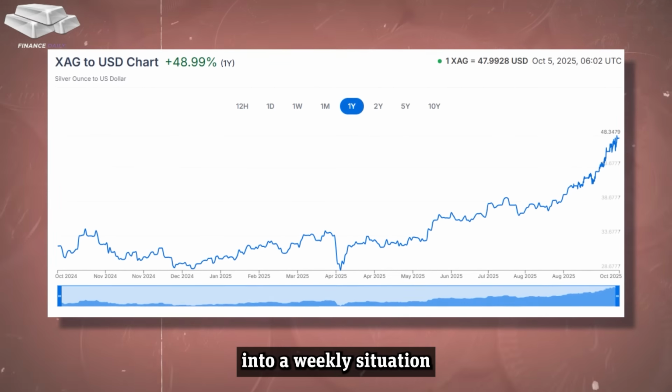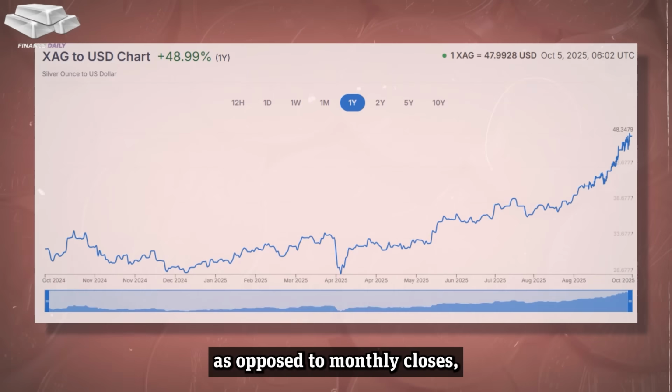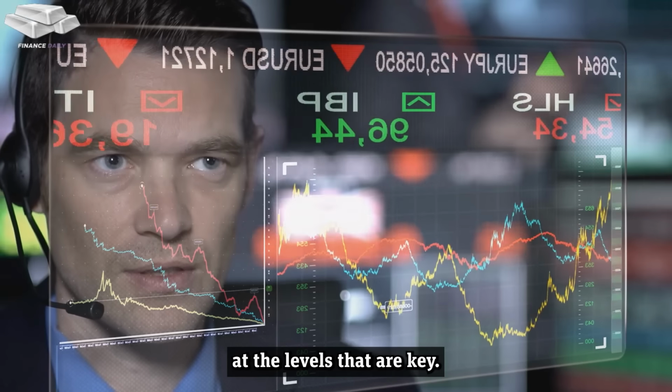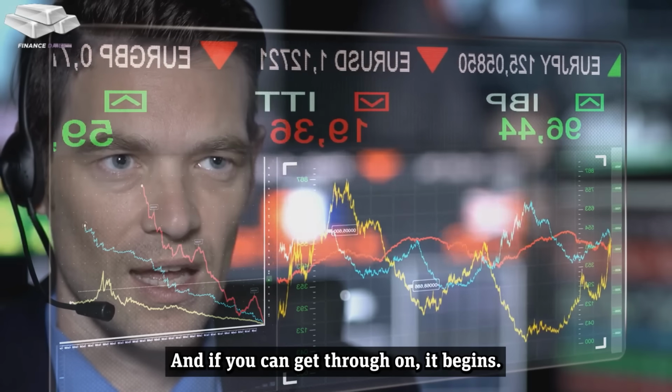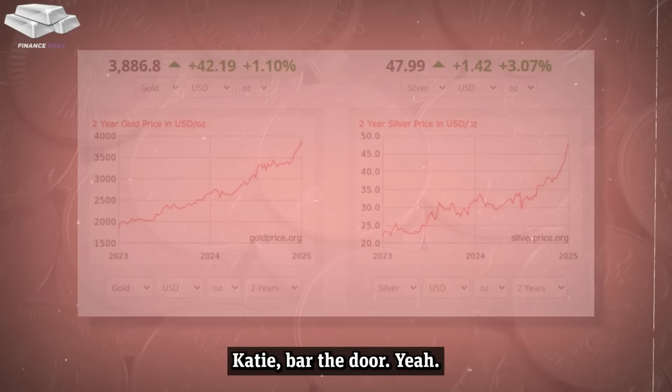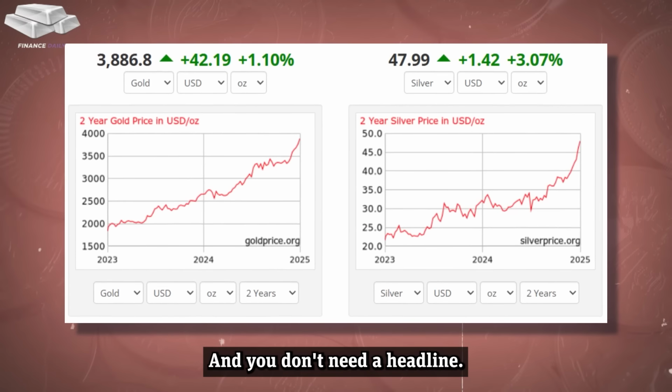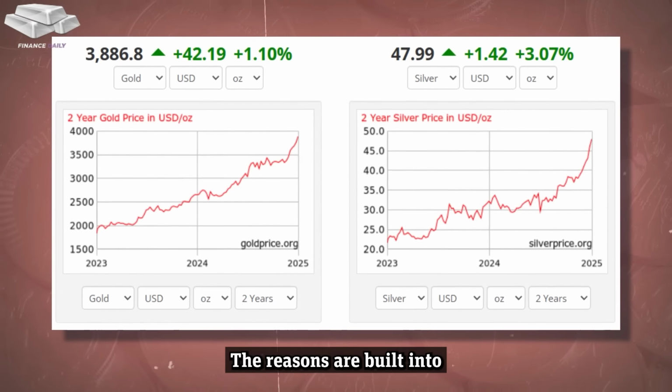And I break it down into a weekly situation as opposed to monthly closes, because we're pressing at the levels that are key. And if you can get through them, it begins. Kitty bar the door. Yeah, and you don't need a headline. The reasons are built into the market.